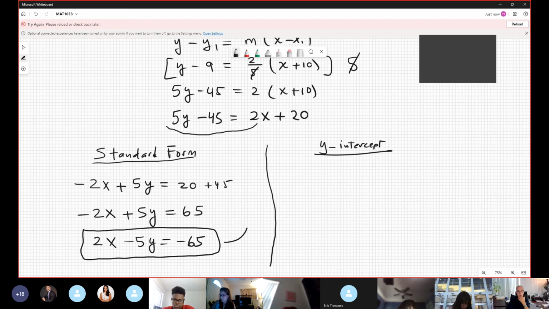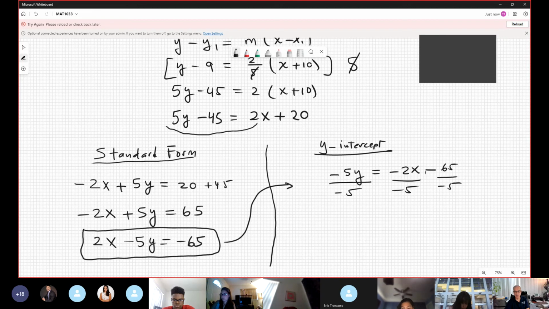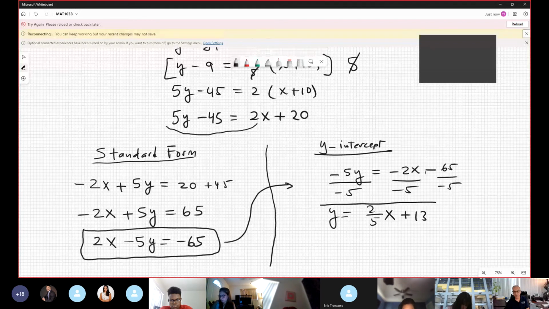Now the y-intercept is super easy. So for y here, minus 5y equals minus 2x minus 65, divided by -5, divided by -5, divided by -5. Y alone is 2/5 x positive, of course, negative divided by negative is positive, and this is 13. 13, huh? Let me check it just in case. 65 divided by 5. Yeah, 13. Final answer. 2 answers and 1 problem.